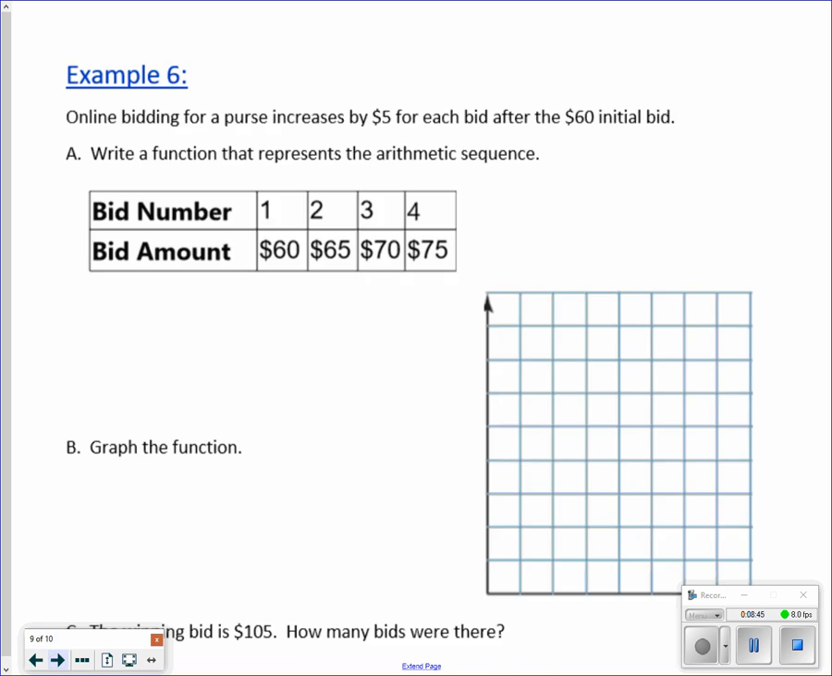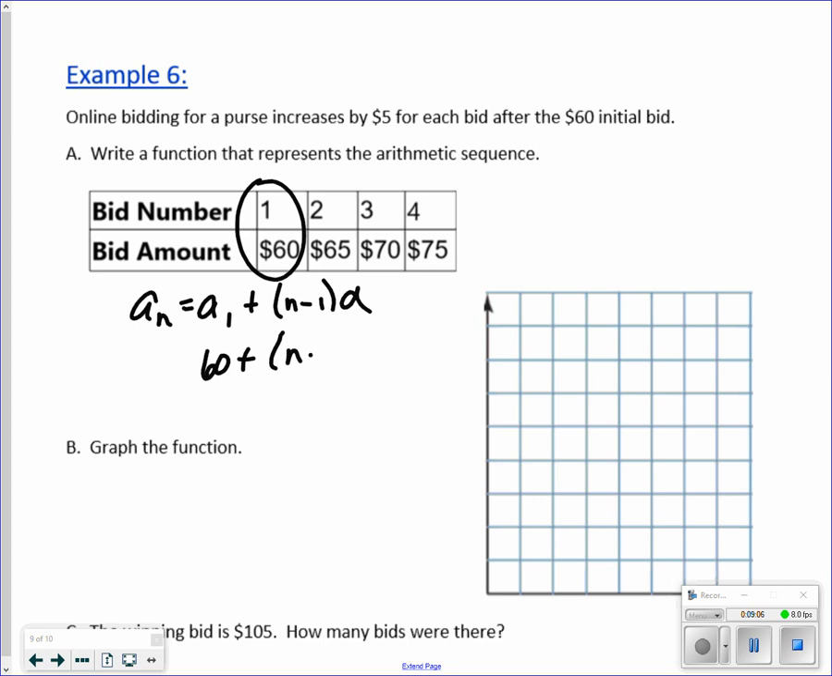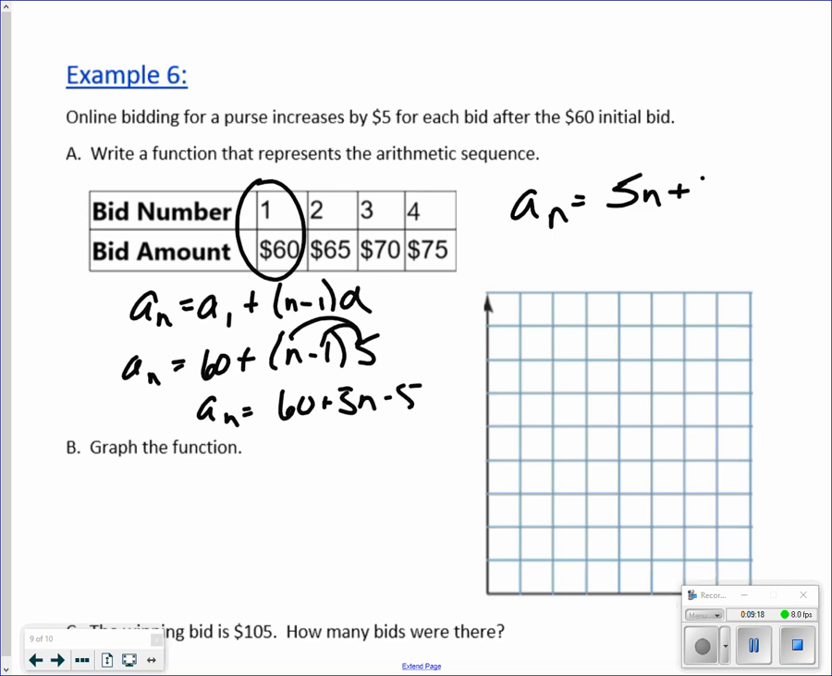Word problem. Online bidding for a purse increases in $5 increments after $60. Write the function that represents this. So let's first find the equation. So a sub n would equal a sub 1 plus n minus 1 d. So a sub 1 in this case is 60. So I'm going to put 60 in for a sub 1. And the common difference is 5. So writing the equation, I would distribute. And so a sub n would equal 5n plus 55.